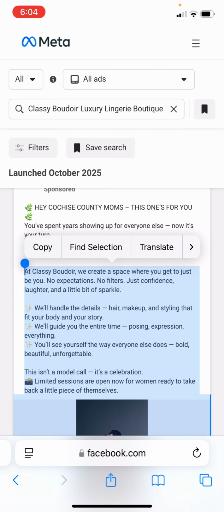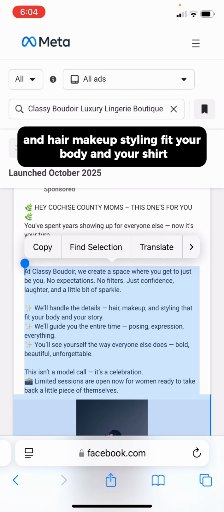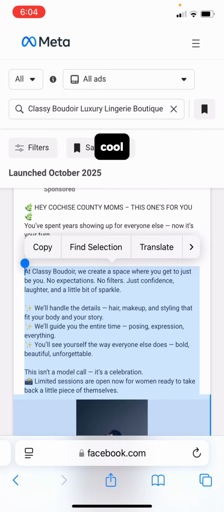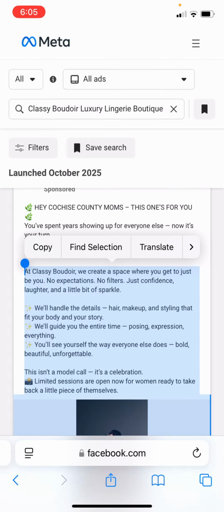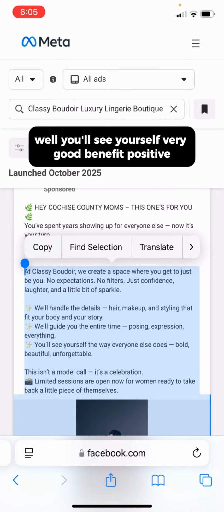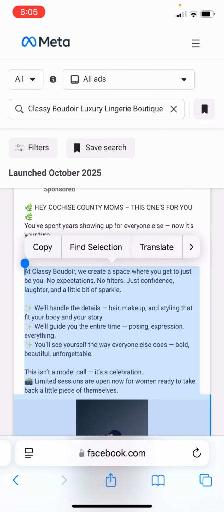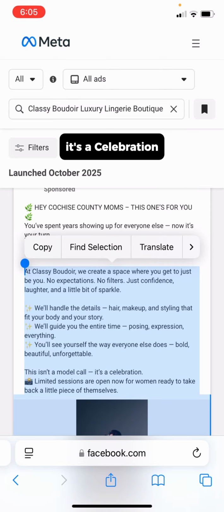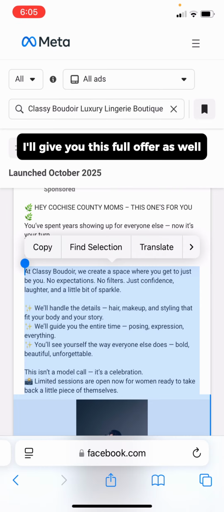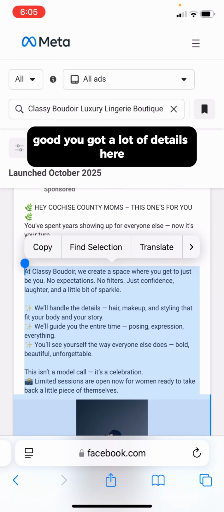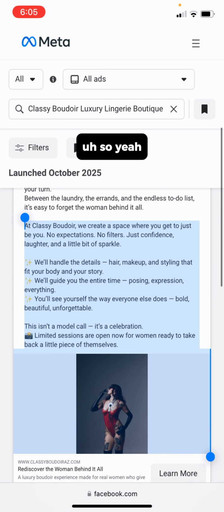Okay. Yeah. And hair, makeup, styling, fit your body and your style. Cool. We'll guide you the entire time. Cool. Poses, are you good? You'll see yourself there. Good. Benefit. Positive. It's a celebration. All right, so missing prices, but that's okay. I'll give you this full offer as well. Good, you got a lot of details here. So yeah, I'll give you that.